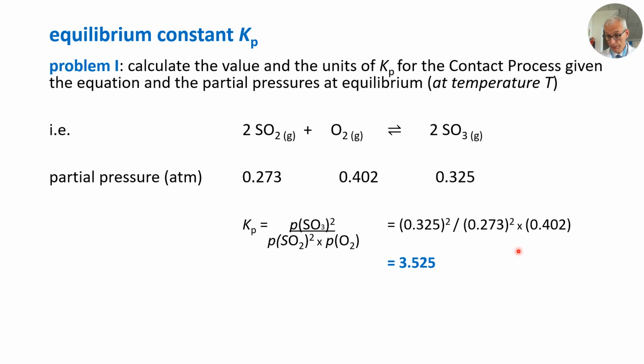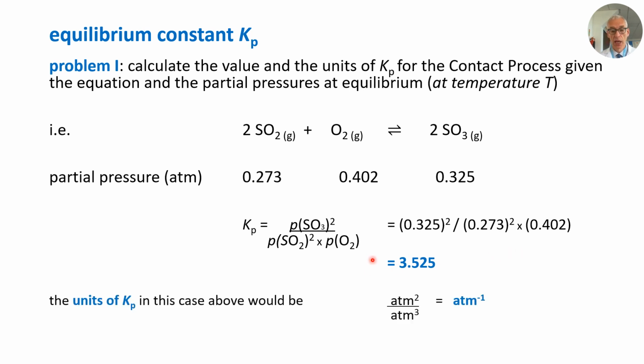So I'm going to reveal. I need to write a Kp expression. So I've got 2 moles of SO3, so partial pressure of SO3 raised to the power of 2. On the left-hand side, I've got 2 SO2 and O2. So all expressed in terms of partial pressures. Put the values in, 0.325 squared divided by 0.273 squared and 0.402 times 0.402. Numerically, that comes out as 3.525.